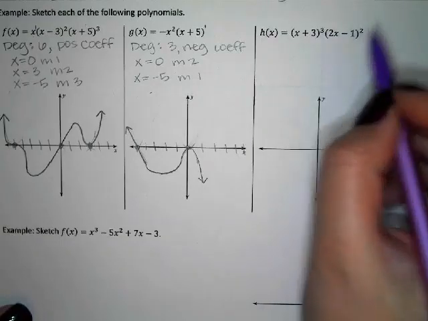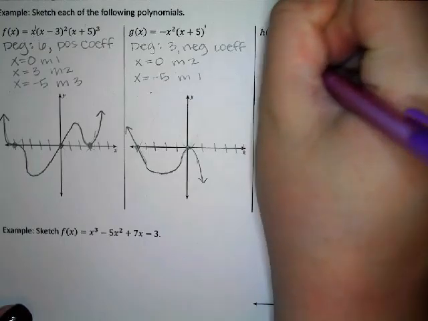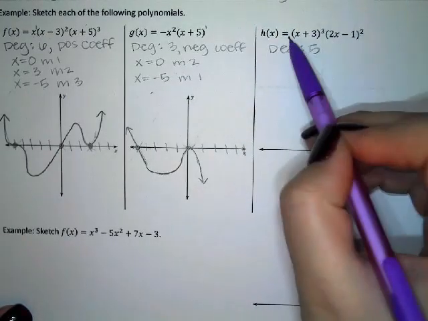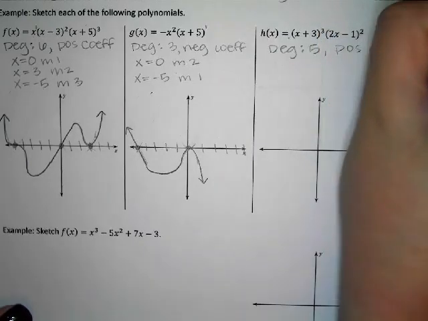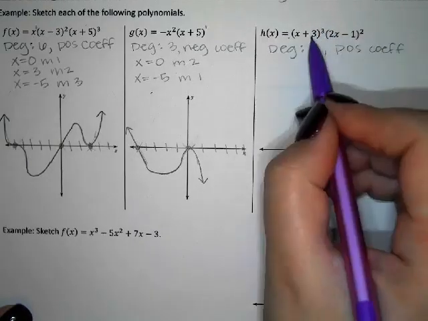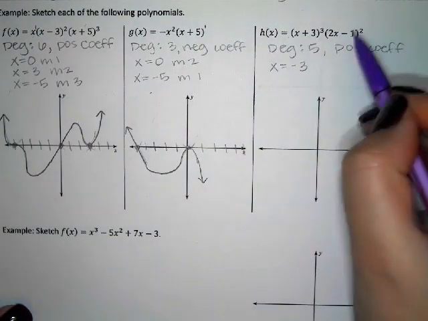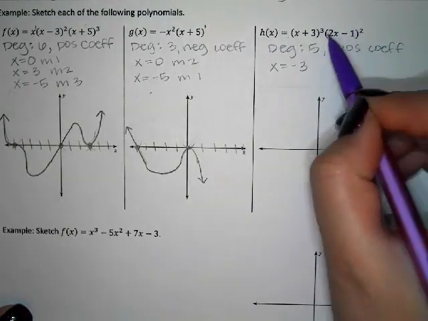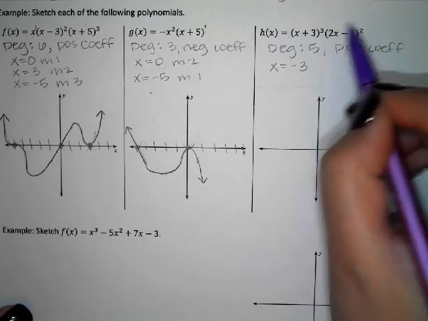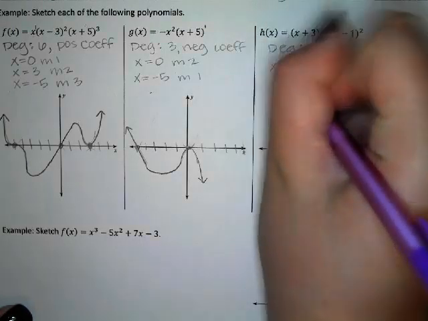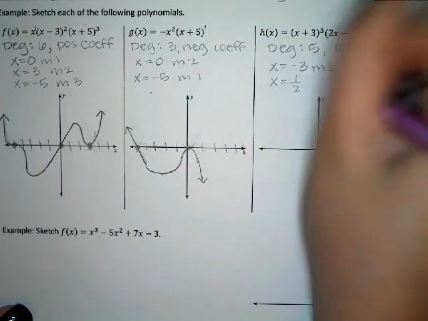All right, this last one, I can see the degree is 5. There's nothing written in the front, so that means it's got a positive coefficient. We have x-intercepts at -3 and positive 1/2. So anytime you have a number in front of the x, it means that this is going to be a fraction. So positive 1 divided by 2, positive 1/2. Multiplicity of 3, multiplicity of 2.